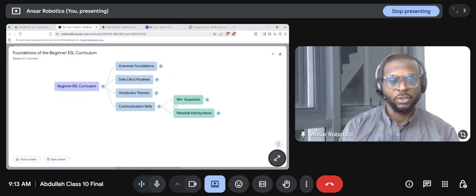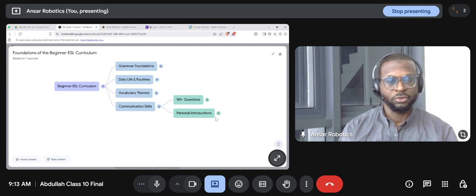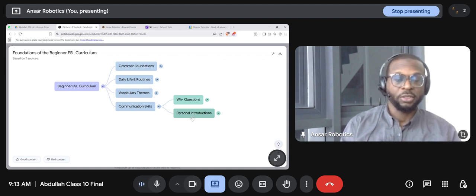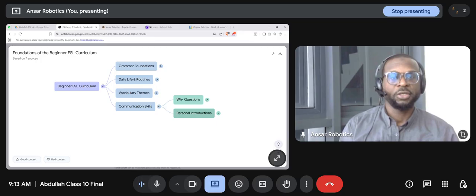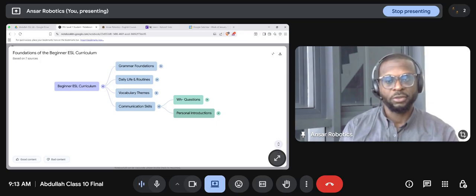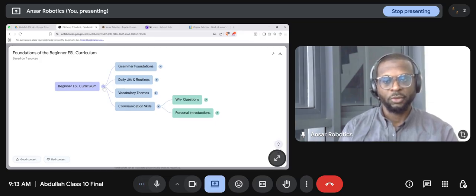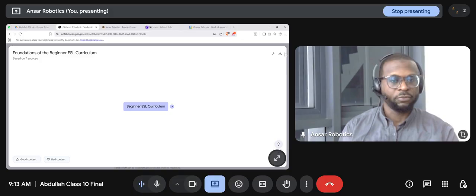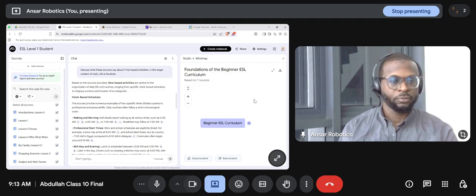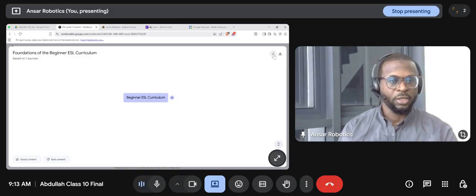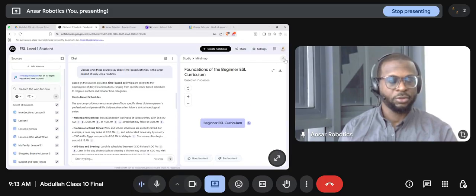We also went over communication skills: WH questions and personal introductions. He was at the level where he wasn't able to initially introduce himself, but he was able to successfully go through that and do an introduction. So that's just a mind map of what we went through for the beginner ESL curriculum. Now, let's take a look at a slide presentation that I put together here also.